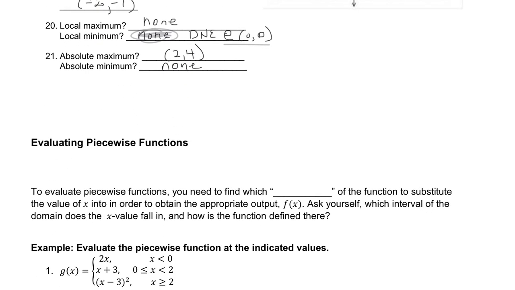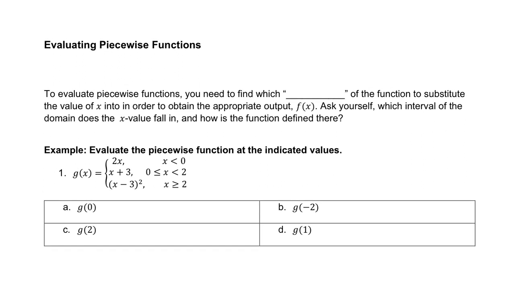So moving on along. When we're evaluating piecewise functions, we have to know which piece of the function to substitute a particular value of x into, so that we can evaluate and figure out what our f of x or our output value will be. So you'll ask yourself, which interval of the domain does the x fall in? And then how is the function defined there?